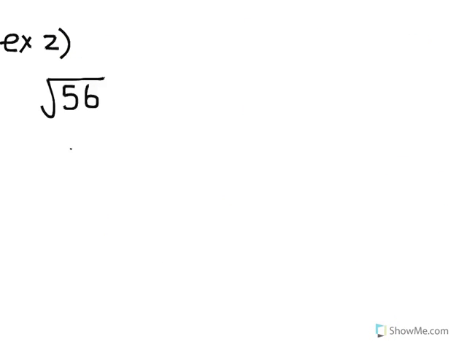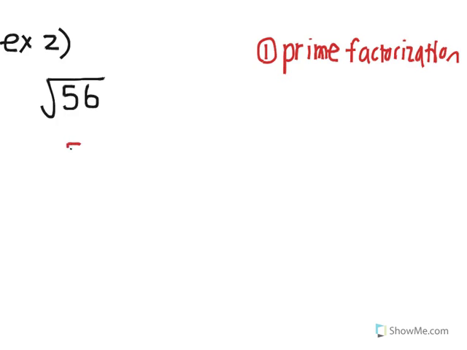Okay. Awesome. So now we're going to do this one together. Step 1 is our prime factorization. So 56: two numbers multiplied together that equal 56. We can do 28 and 2. And 2 is a prime number, so I have to stop there, but 28 is not.